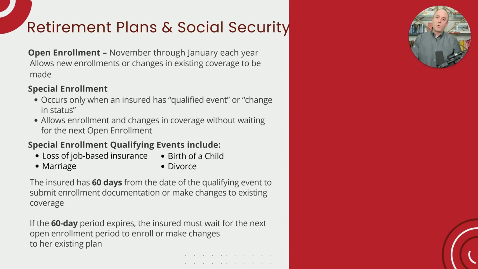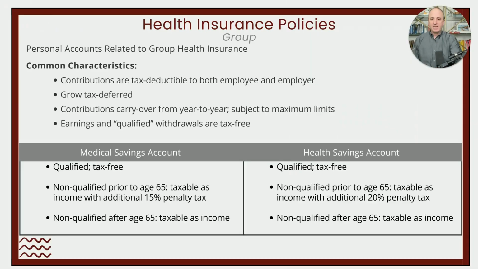And from the date of the qualifying event, you have 60 days to make whatever changes you need to make or submit enrollment if you need it. If it expires, you have to wait till the next open enrollment. So let's say it's April, May, June, and you fail to submit the paperwork documentation that you need to. You're now waiting till November for that open enrollment. So it's definitely something you want to be aware of and make sure you get taken care of if you need it.